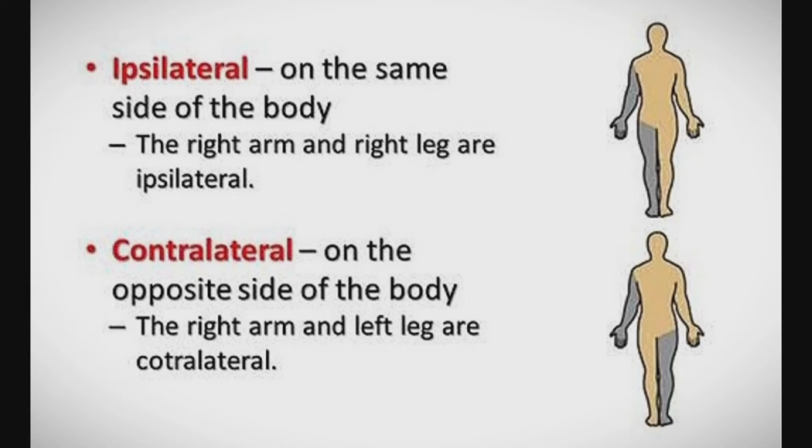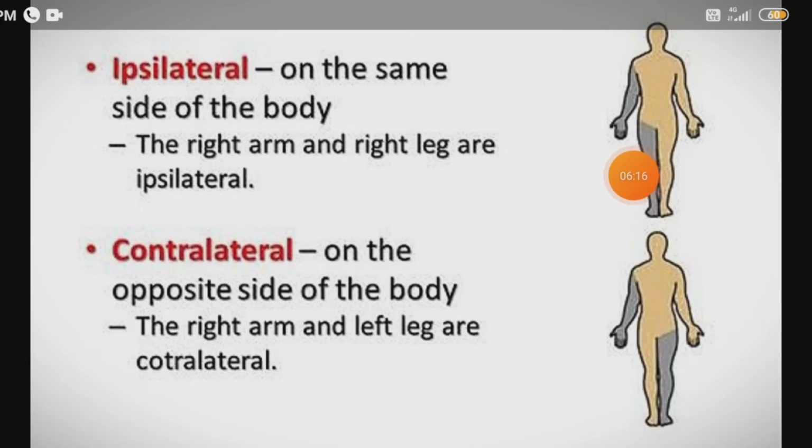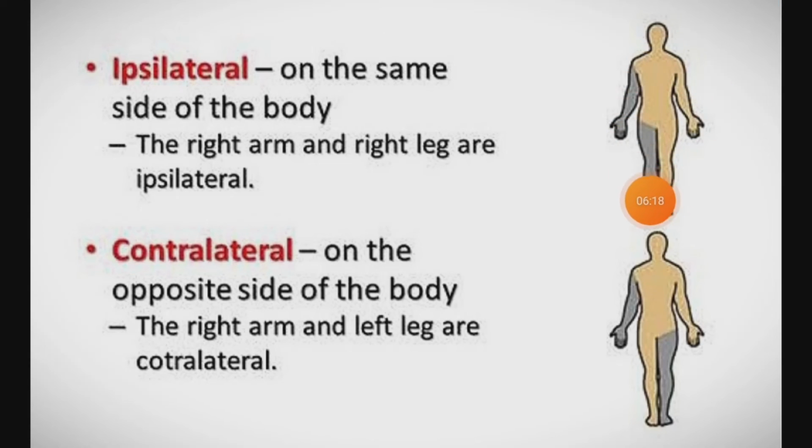Ipsilateral, on the same side of the body. Example: the right arm and right leg are ipsilateral. You see the diagram or picture. And contralateral, on the opposite side of the body. Example: the right arm and left leg are contralateral. Okay.